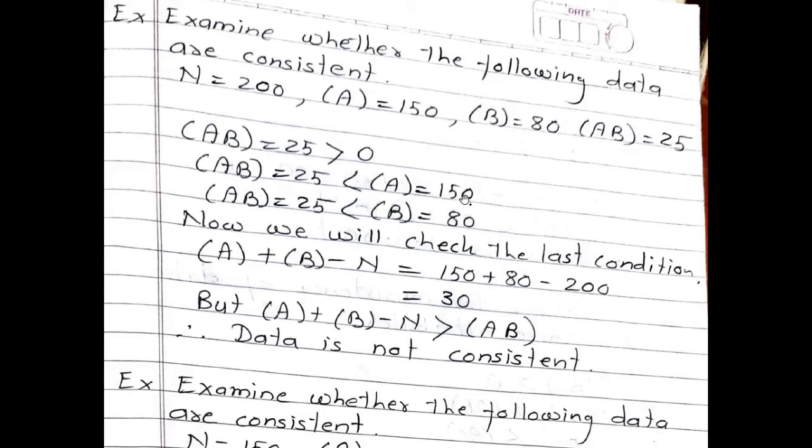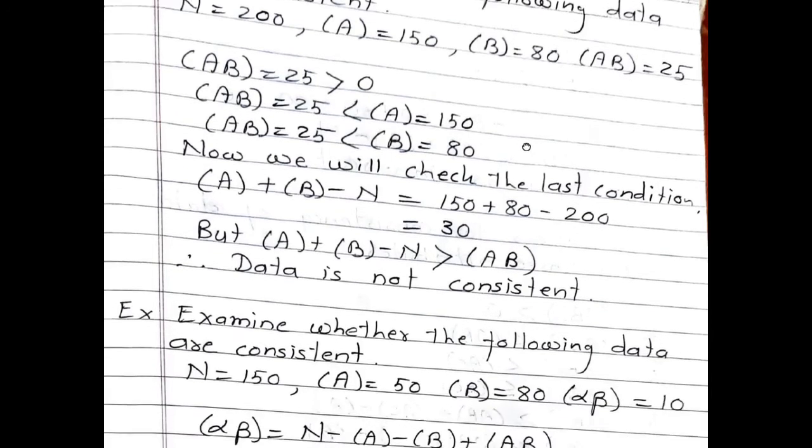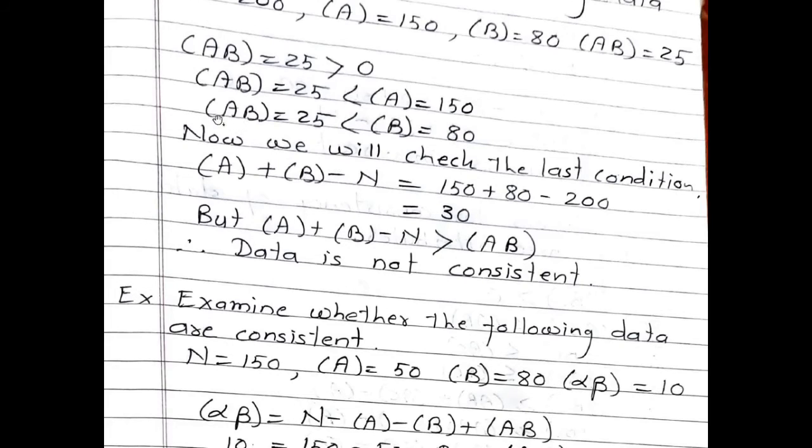AB is a part of A, so AB should be less than A. 25 is less than 150, so the second condition is also satisfied. Third condition: AB is a part of B, so AB must be less than B. Value of AB is 25, and 25 is less than 80. Therefore, the third condition is also satisfied.